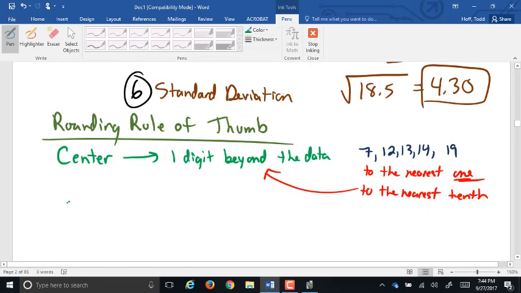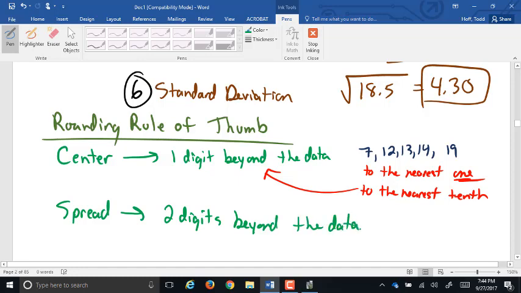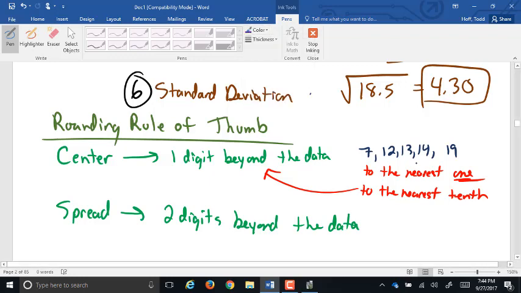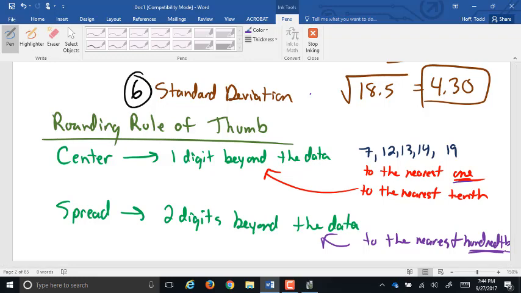Spread is 2 digits beyond the data. Variance and standard deviation are spread. So since the data went to the nearest 1, this is going to go to the nearest 100th. So the data only went to the whole number. The means and medians would go to 1 decimal place. The spread, the variance and standard deviation would go to 2 decimal places, or the nearest 100th.